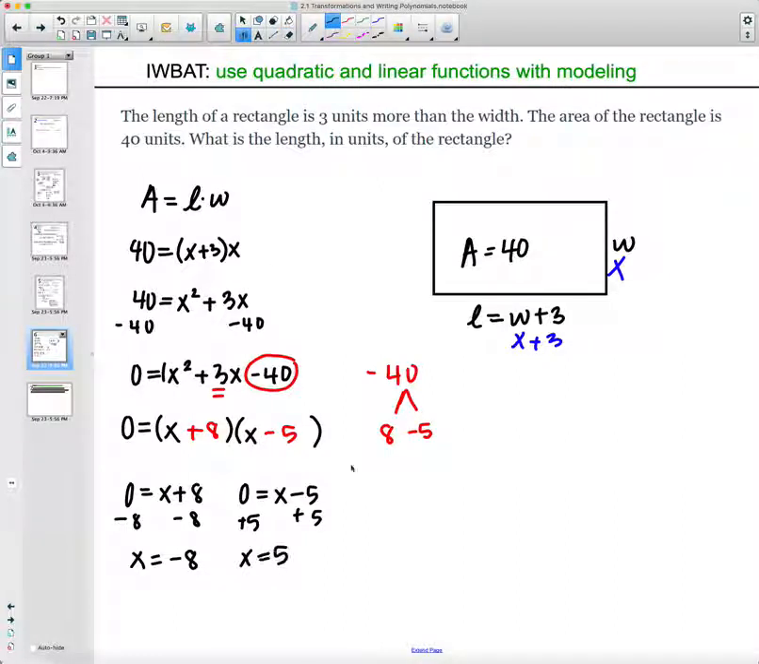So remember that x represents the width. So the two answers we just got are negative 8 and 5. Well, negative 8 doesn't make any sense because you can't have a negative length of a segment. So 5 is our only answer. So this is called extraneous. So 5 is our answer. So the width is 5 and the length is 5 plus 3 or 8.